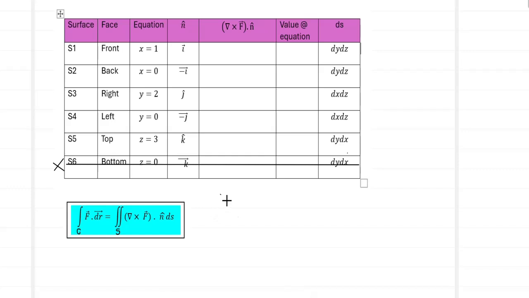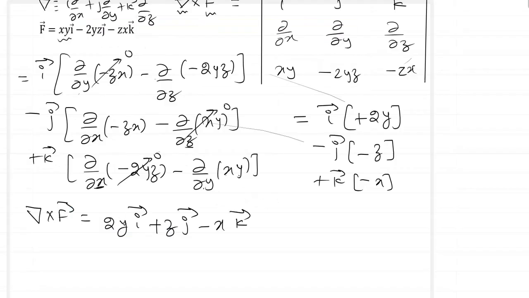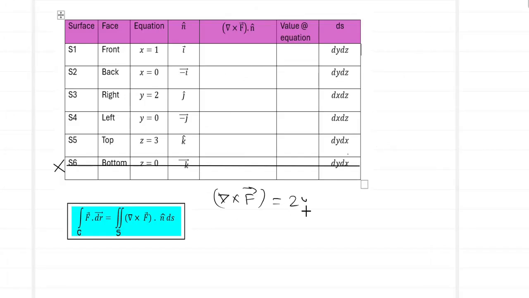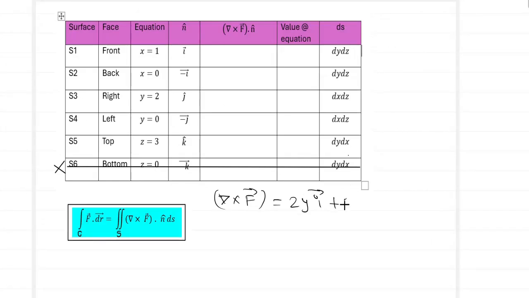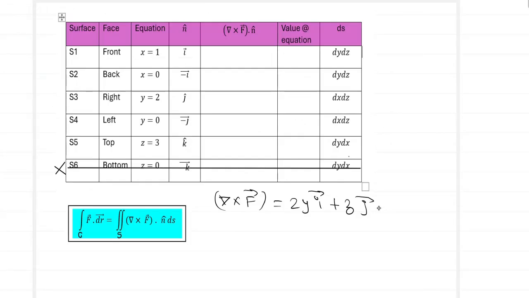What is going to be my del cross F vector, which I have computed in my last stage? We will copy paste it: 2y i plus z j and minus x k. Why are we copy pasting it here? Because over here we need del cross F dot n cap, which has to be computed. So now I have my n cap values.